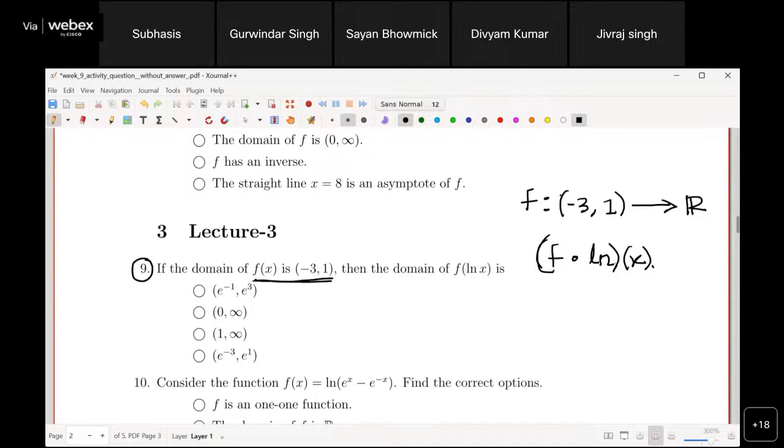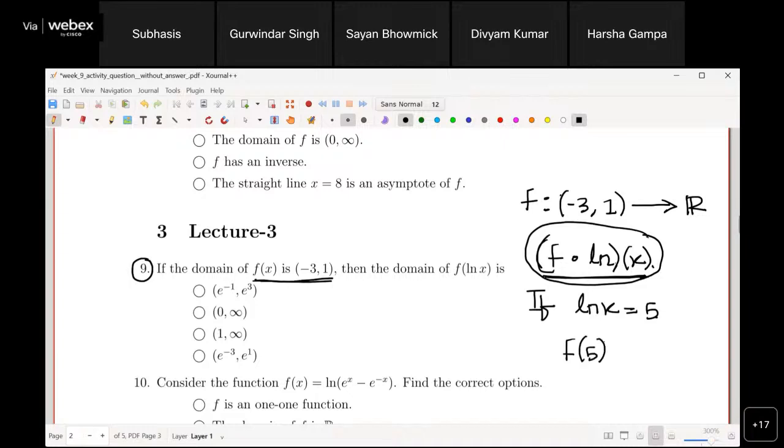So my next question is, if ln of x is 5, whether this expression has some meaning? If ln of x is 5, then it can be written as f of 5. But f of 5 has no meaning, because f is not defined at 5.